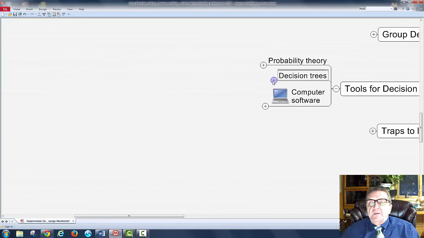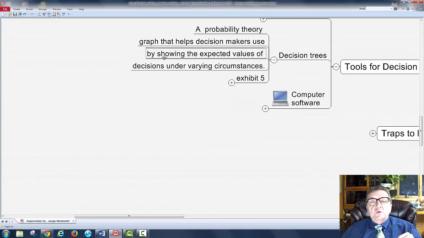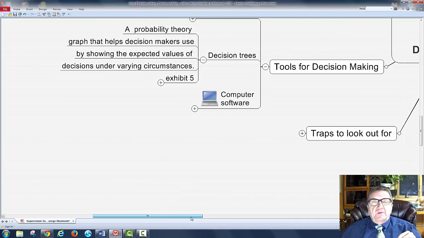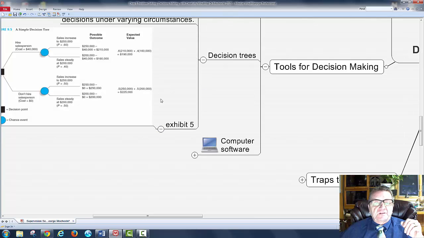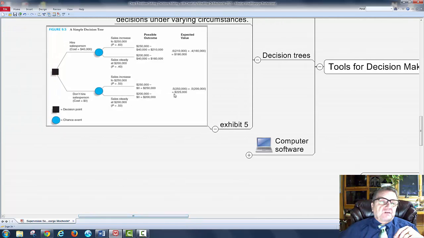So lock this up. Now, decision trees are another thing that I could look at. A probability theory, a graph that helps decision makers use values of decisions under varying circumstances. I'll put it this way so everyone can see. I'm going to put the decision tree. When I look at the decision tree, and there's software that does that, I come in here, here's my problem. I hire a person, yes, and these could be yes or no. I should go this way.